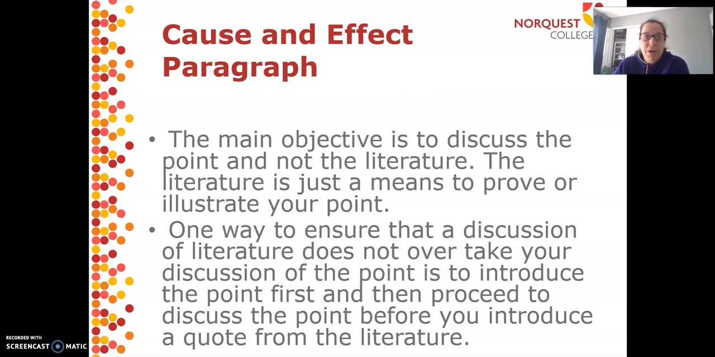The main objective for a cause and effect paragraph is to discuss the point and not the literature. So again, we'll see what that looks like when we look at an example, but you're trying to prove a point using the literature to support what you're saying. One way to ensure that your discussion of literature does not overtake your paragraph is to introduce the main idea or your main point first, and then proceed to discuss evidence from the text to support what it is you are arguing.